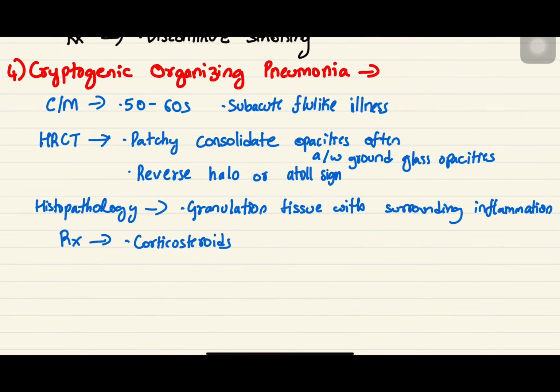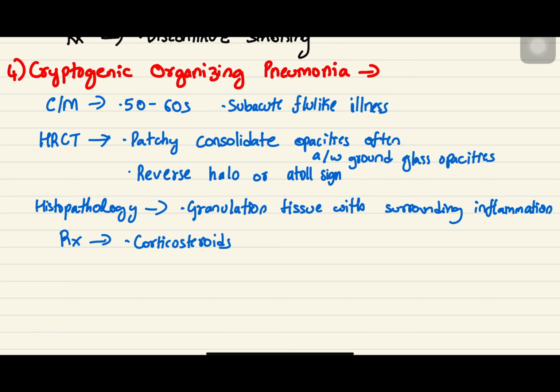Next is cryptogenic organizing pneumonia. It affects persons between 50 and 60 years old, and it is a subacute flu-like illness. What does HRCT show? It shows patchy consolidative opacities often associated with ground glass opacities, and there will be a reverse halo or atoll sign, like a ring of consolidation.